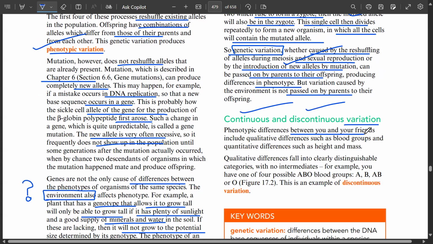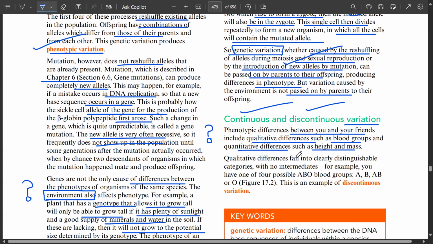Phenotypic differences between you and your friends include qualitative differences such as blood groups, and quantitative differences such as height and mass. Blood groups are qualitative differences, and height and mass are quantitative. Can you tell me what you think is the difference between qualitative and quantitative?